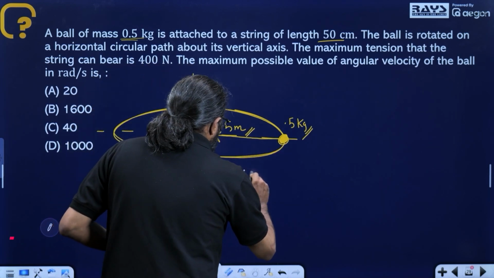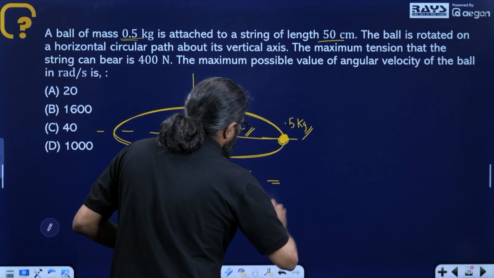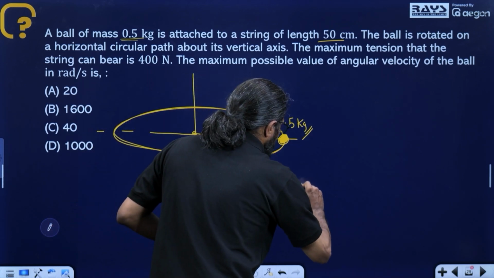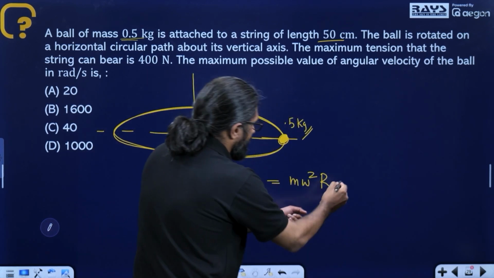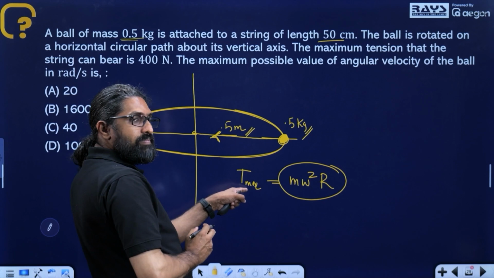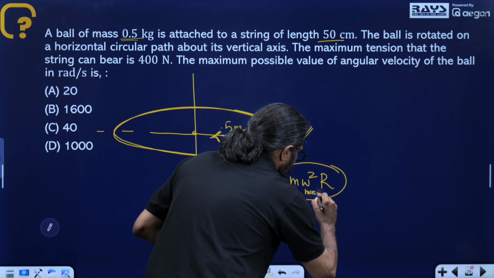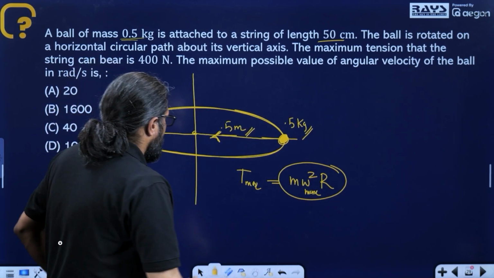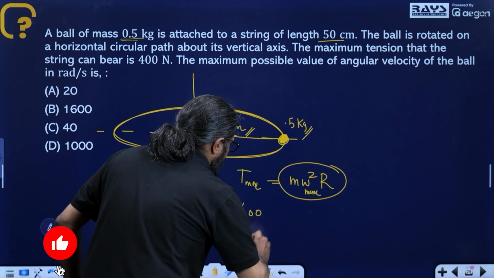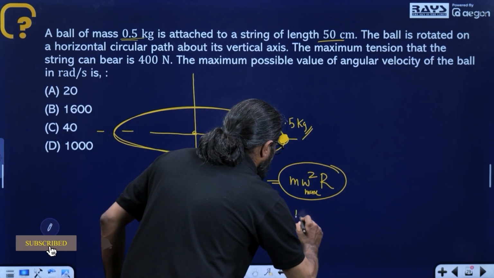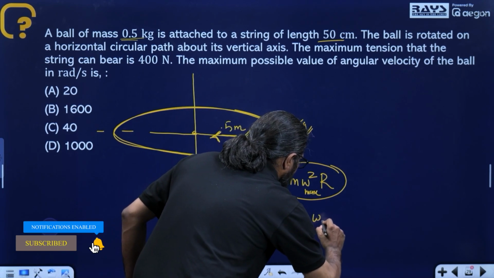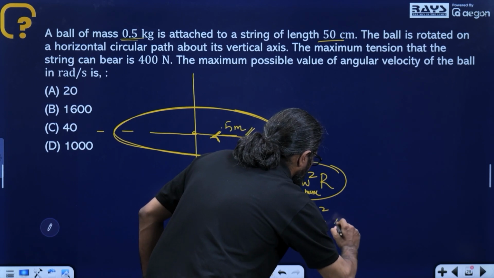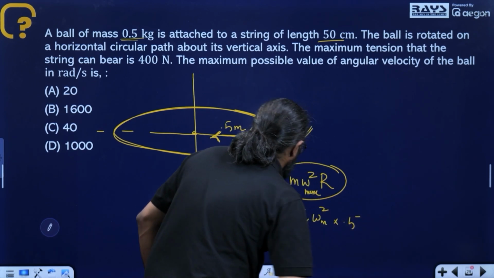Which actually means T max will be equal to m omega squared r. This is the required centripetal force. Since this is maximum, this is also maximum here. All right. Now, this you know is 400. That is equal to m is 0.5 and omega max square is here. And then you have r is again 0.5.